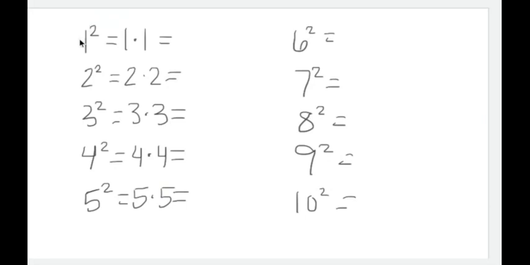When we square a number, squaring means we multiply it by itself. So for example, 1 squared is 1 times 1, which hopefully we know is just 1. 2 squared is 2 times 2, which is 4. 3 squared is 3 times 3, which is 9, and so on and so forth.